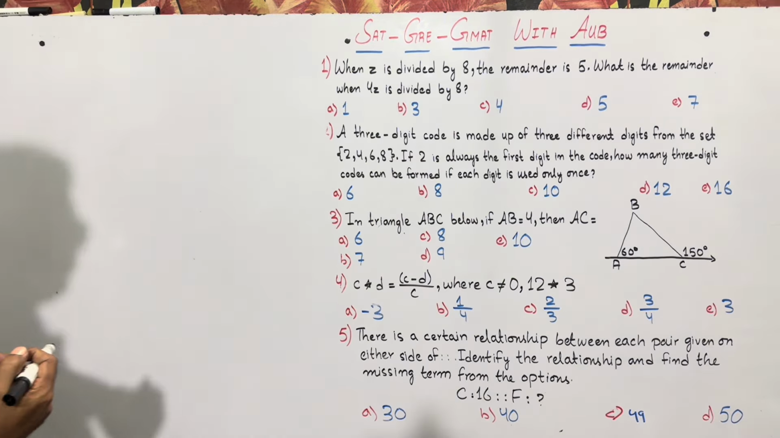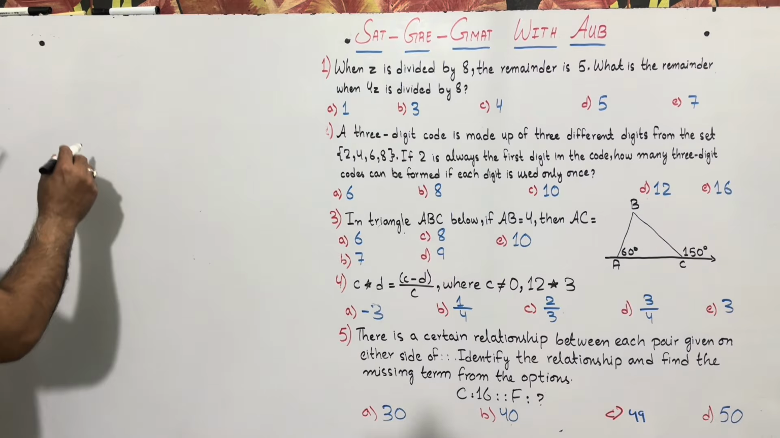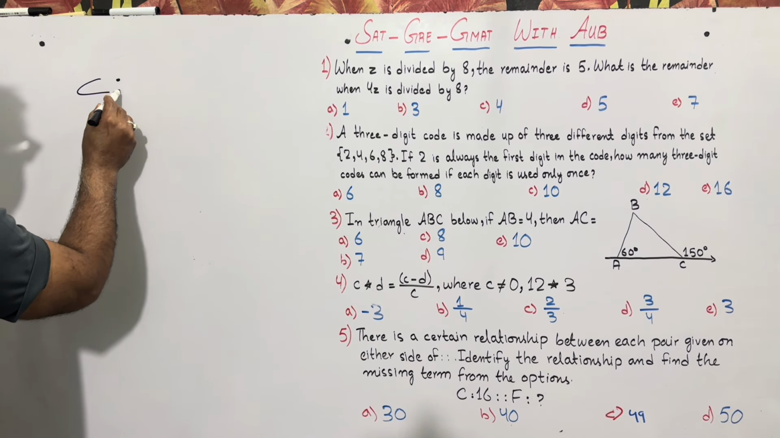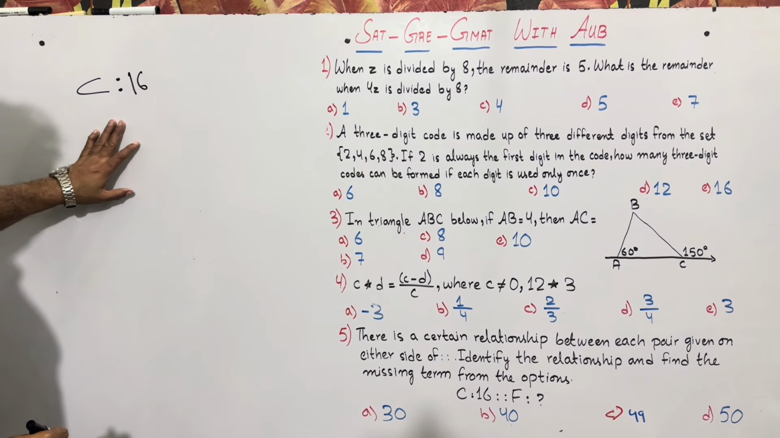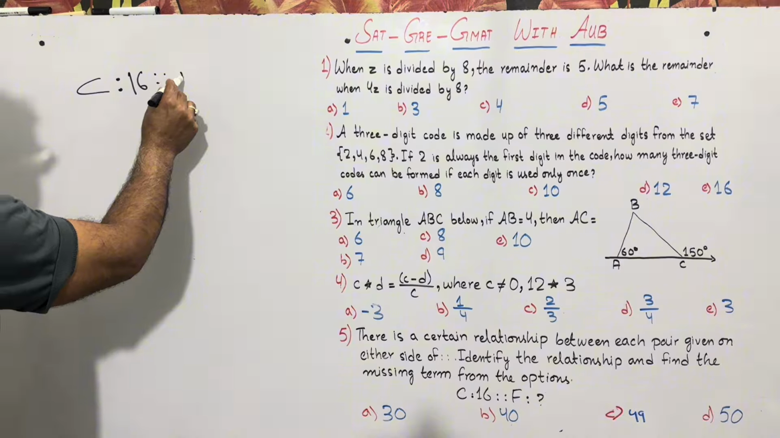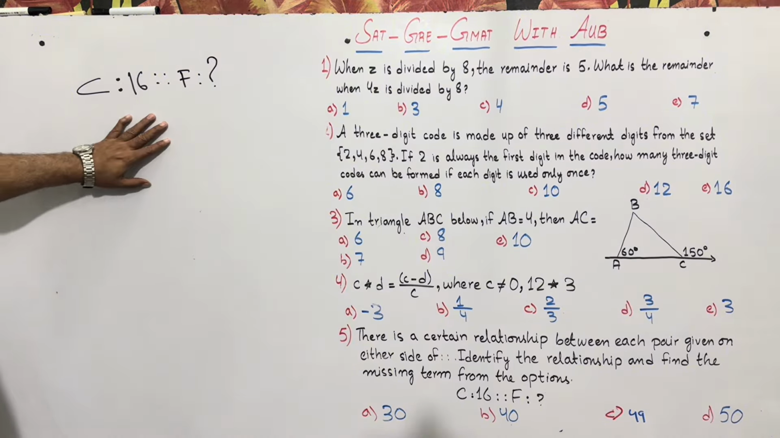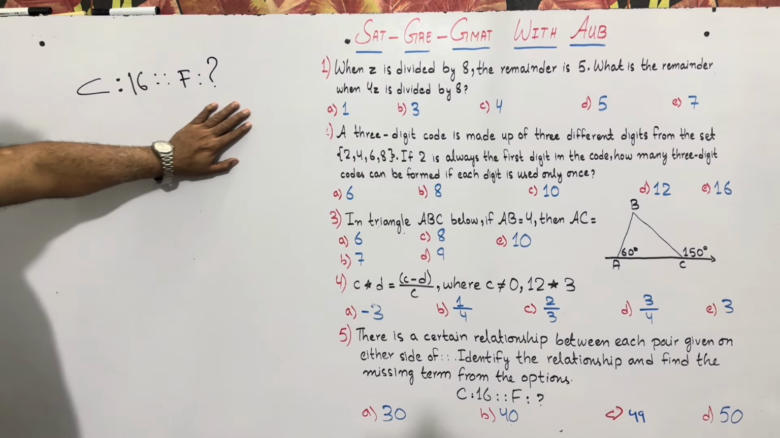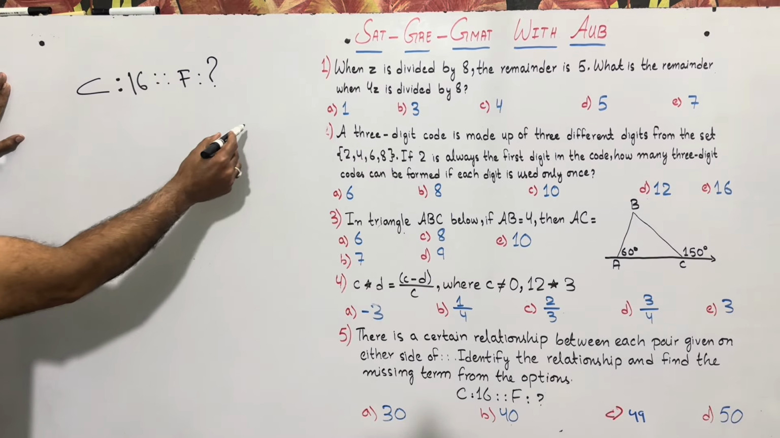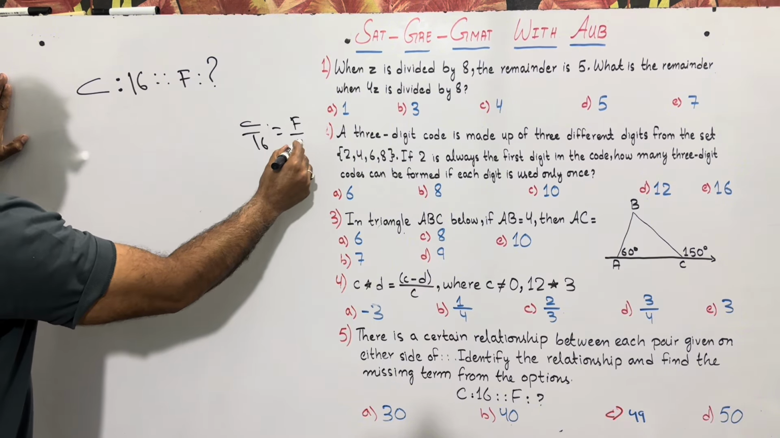There is a certain relationship between each pair given on either side of the proportion symbol. Identify the relationship and find the missing term. We have C 16 proportion F question mark. The four dots show proportion but not in the real sense. Some relation exists between them. It is not just a ratio.